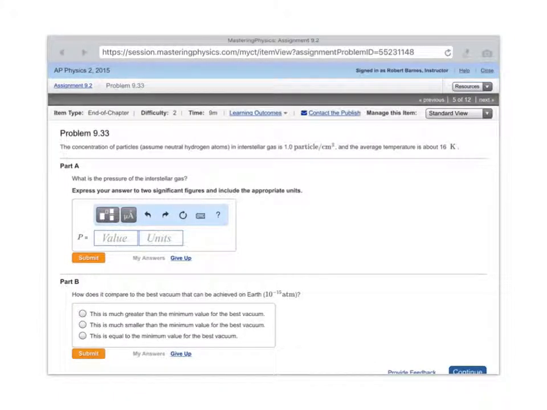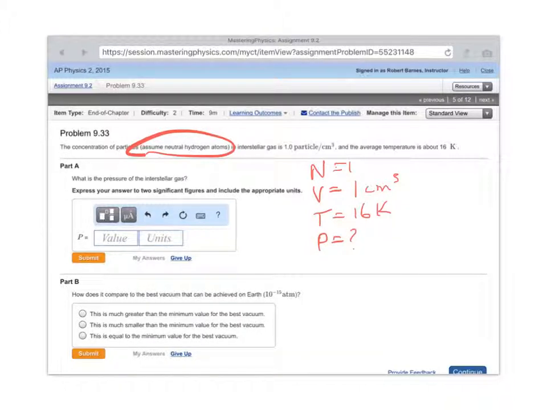Okay, 933. Concentration of particles. Assume they're neutral hydrogen atoms. Interstellar gas is 1 particle per cubic centimeter, okay? So N is 1, and V is 1 cubic centimeter, and the average temperature is 16 Kelvin, okay? 16 kelvins. And we want to know what the pressure is. So we've got everything we need for PV equals NkT, because they gave us number of particles, so we'll use big N and little k.